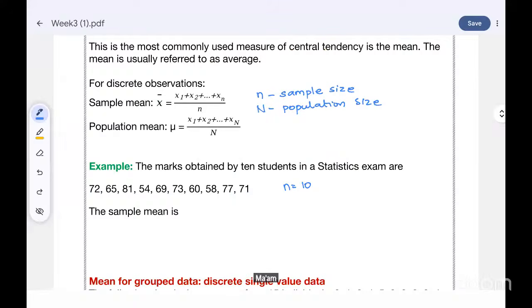Ma'am, in the exam, are we allowed calculators, ma'am? You will be given a calculator in the portal itself. You will have a calculator. Okay, ma'am.